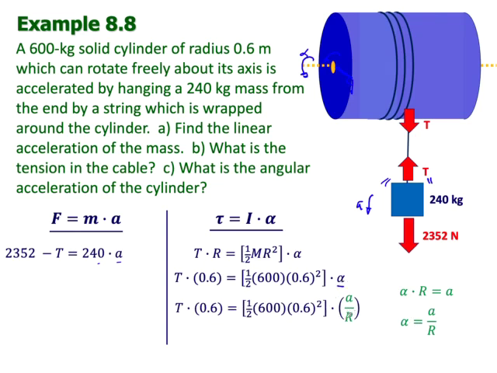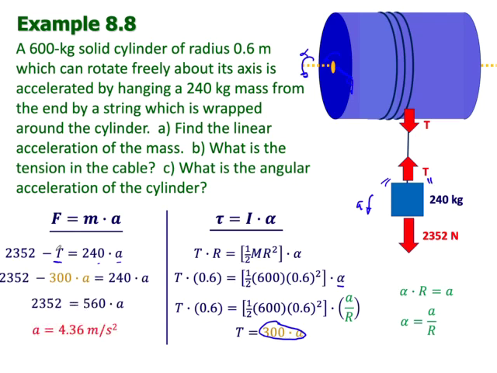And it turns out there's something interesting. If I plug in the radius here, 0.6, you get a very simple expression here. I get that the tension is equal to 300 times a. What can I do with this number right now? I can stick that back in for the tension over here. And now I can solve these simultaneous equations. Getting that, I can very quickly come up with the linear acceleration is that number.